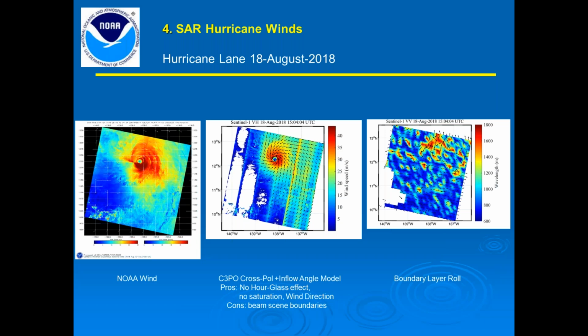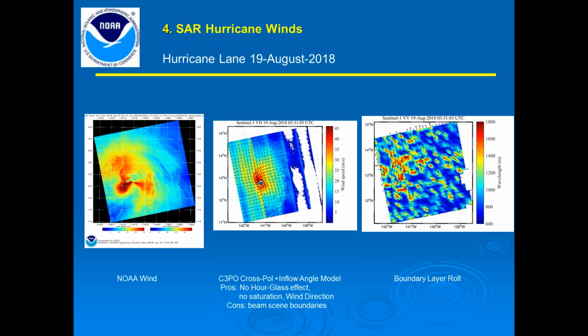So this is the image we get from Hurricane Lynn. The following day, we get another shot of Hurricane Lynn. Basically, you can see the artifacts of the operational products and the nice and accurate wind retrieval, both in direction and amplitude.